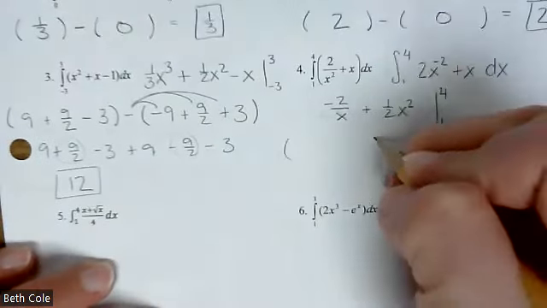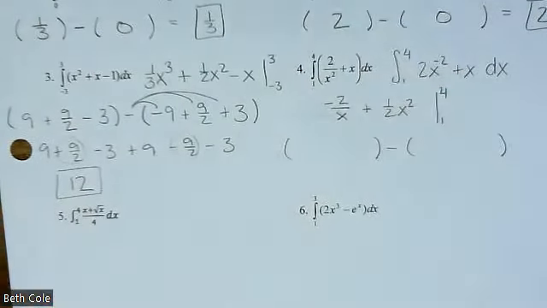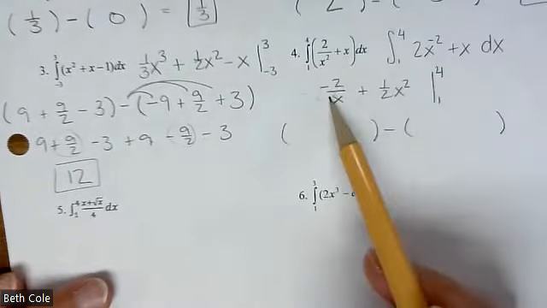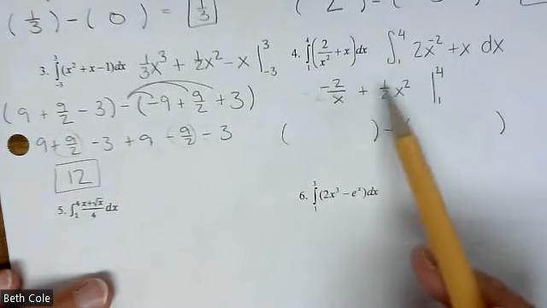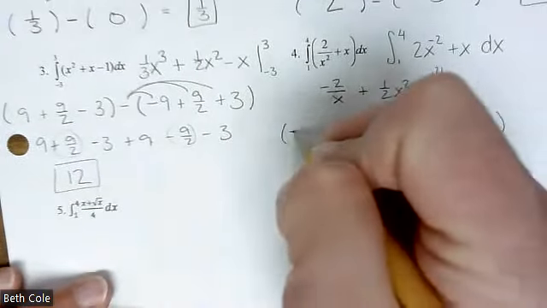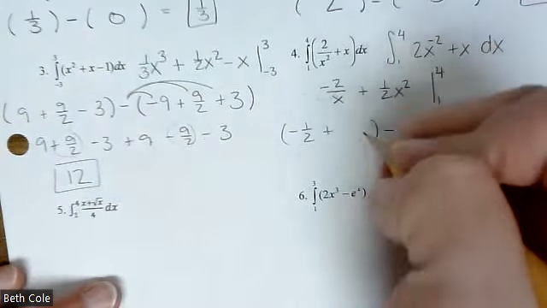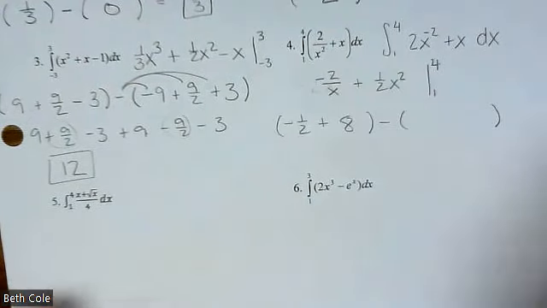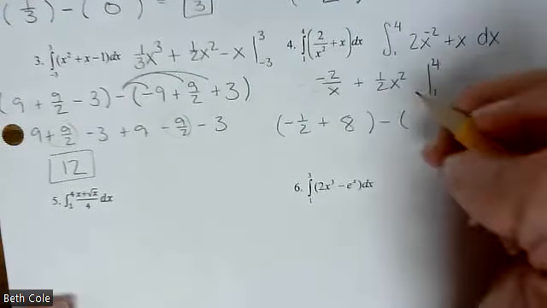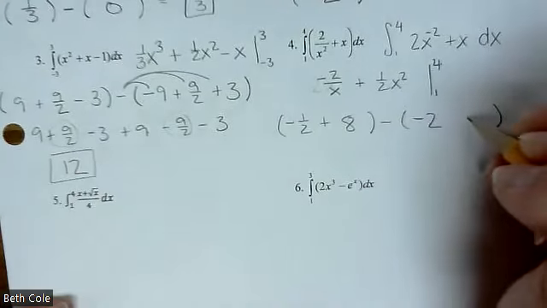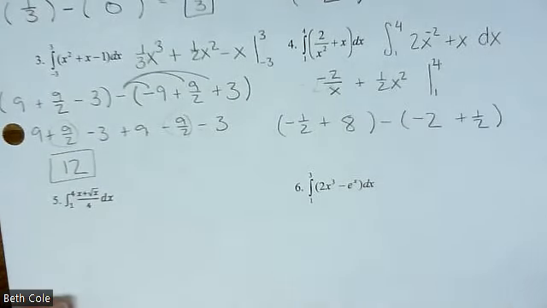All right, draw your parentheses. Upper boundary minus lower boundary. And so if you plug in 4, what are you going to get? What would this first part be? -1/2, good. Plus 4 squared is 16, half of that is 8. And then if you plug in 1, you're going to get -2 plus 1/2.